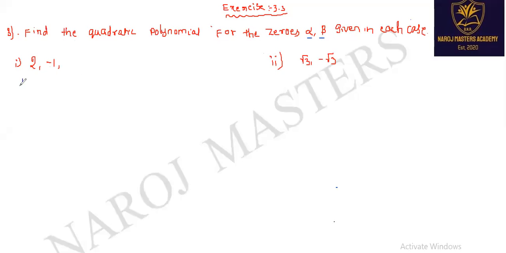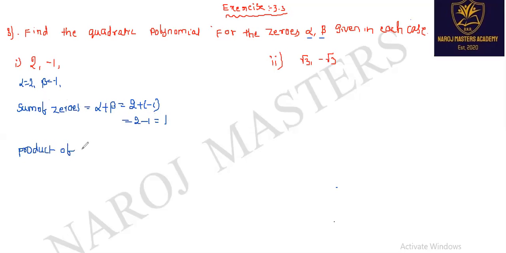So here alpha is 2 and beta is minus 1. First find the sum of the zeros and product of the zeros, then substitute in the quadratic equation format. Then you will get the quadratic polynomial. So sum of zeros equals alpha plus beta, that equals 2 plus minus 1, that equals 2 minus 1, that equals 1. And product of zeros, alpha into beta, equals 2 into minus 1, that equals minus 2.